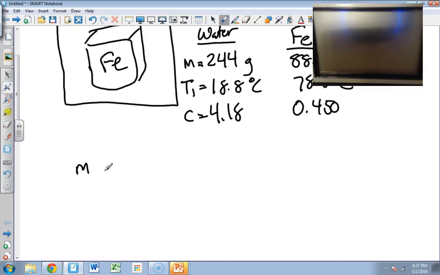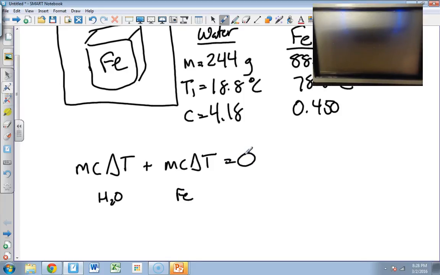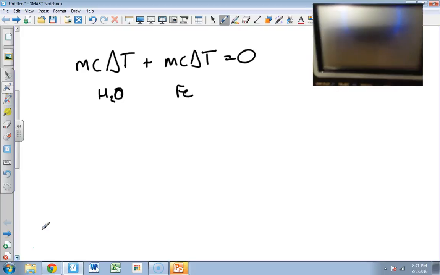Now we can do mC delta T of the water plus the mC delta T of the iron, and those are going to add up to 0. Conservation of energy. The energy of the universe is constant. So now at this point, this just becomes a plug and chug. It's a complicated plug and chug whenever you're solving for T final. T final is not very fun, but we can still do it. So let's plug in what we get.